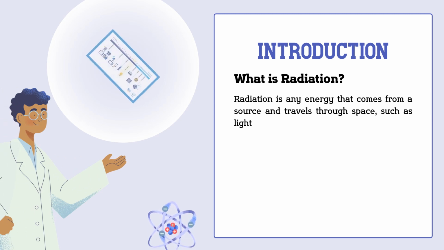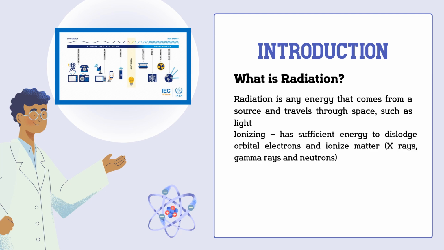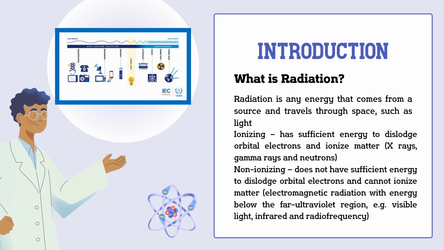Radiation is any energy that comes from a source and travels through space, such as light. Ionizing radiation has sufficient energy to dislodge orbital electrons and ionize matter: X-rays, gamma rays, and neutrons. Non-ionizing radiation does not have sufficient energy to dislodge orbital electrons and cannot ionize matter: electromagnetic radiation with energy below the far ultraviolet region, e.g. visible light, infrared, and radio frequency.